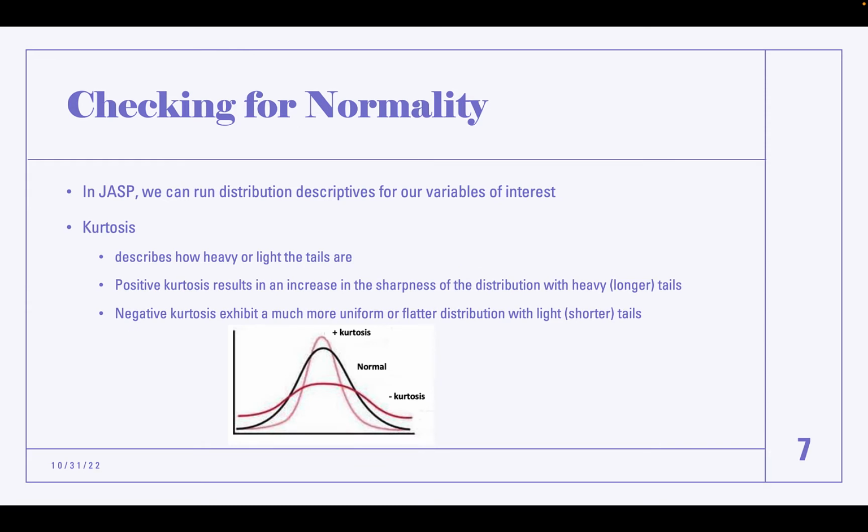Kurtosis describes how heavy or light the tails of the distribution are. So positive kurtosis is an increase in the sharpness of the distribution or the peak of the distribution. And so we get heavy or longer tails. Whereas negative kurtosis exhibits a flatter distribution with light or shorter tails.